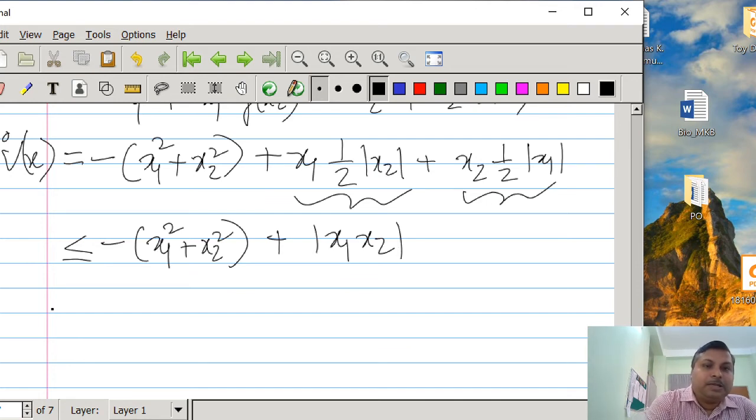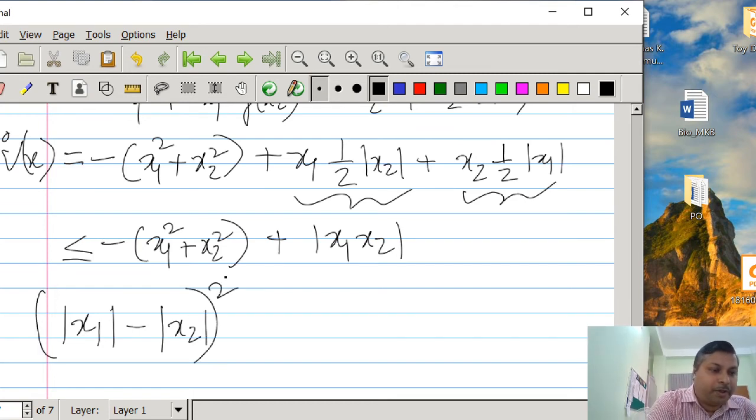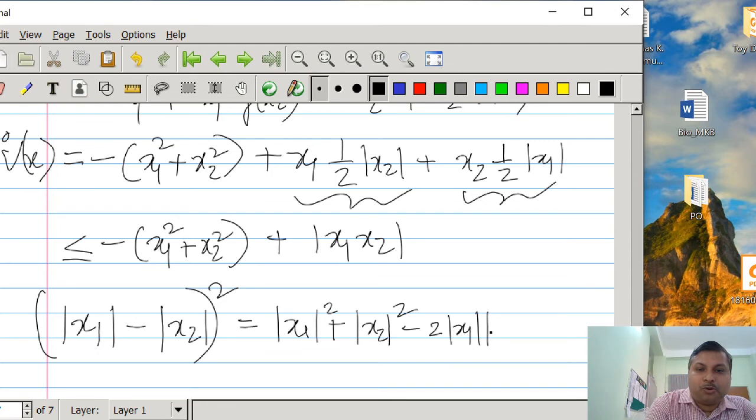So let us do some calculation using modulus. Suppose we calculate the whole square of mod of x1 minus mod of x2. What we can write is x1 square plus x2 square minus 2 mod of x1 mod of x2. Obviously it will always be greater than or equal to 0.